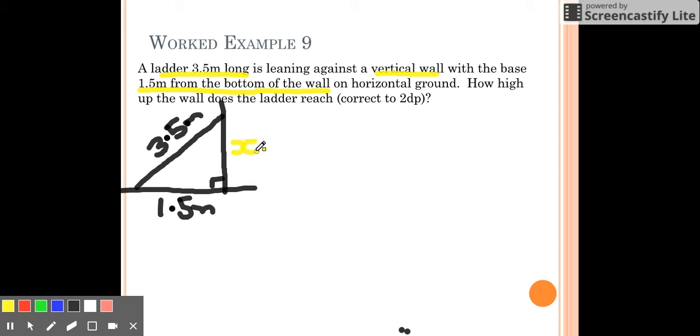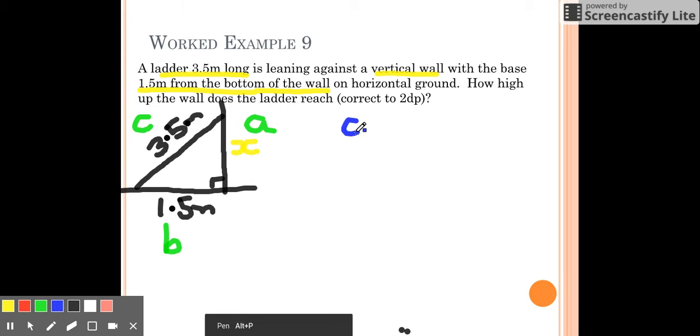This is my X. This is the bit I don't know. How high up the wall does the ladder reach? Okay, let's go back to basics. We've got a right angle triangle. Let's label it. The ladder must be the hypotenuse, which is C. I've got two short sides. The unknown, what was my tip? Label that A and label the other one B.